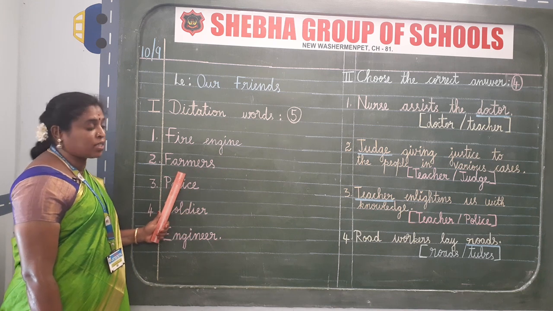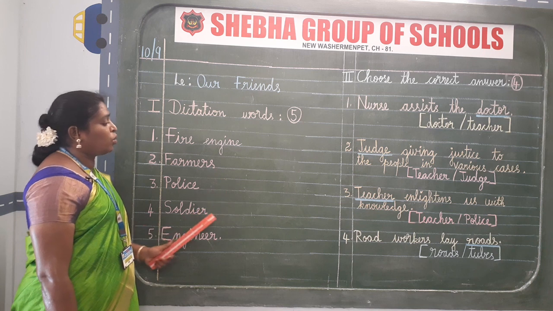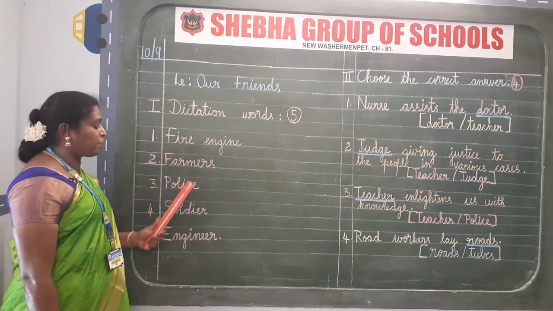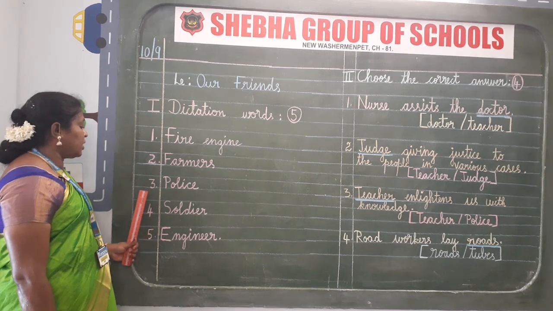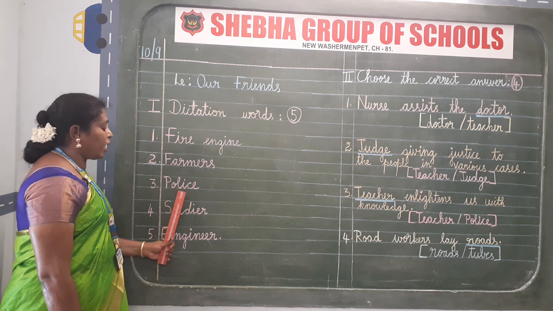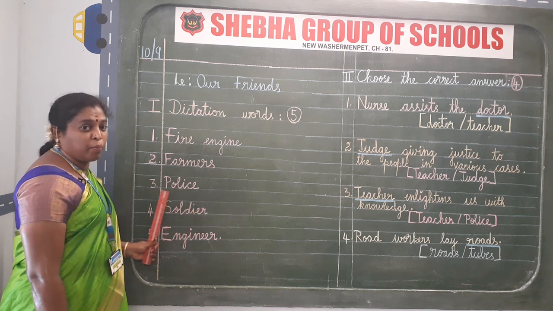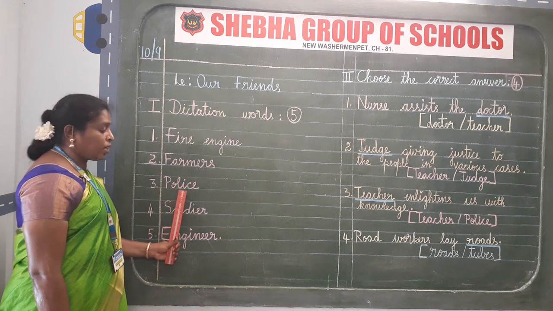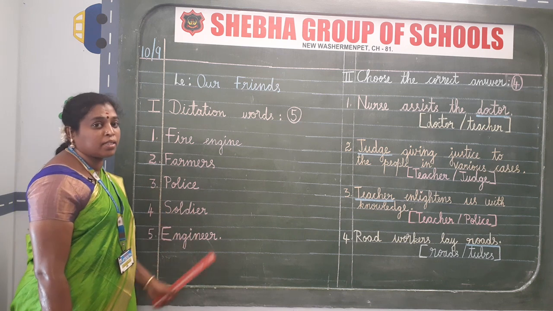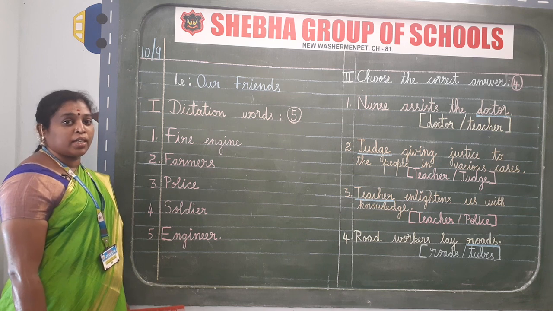F-A-R-M-E-R-S. Farmers. A farmer is a person who helps to get food for us. Okay, children. Then the next word, number three, police. P-O-L-I-C-E, police. Police is a person who guards us from thieves.